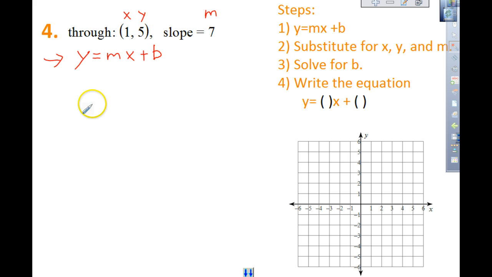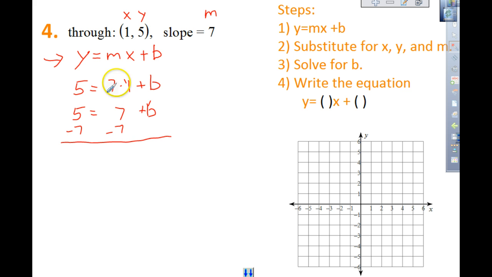Then doing slope, you know that's m. Go ahead and plug it all in. What's 1? 5 equals 7. That's 1. Plus b. 5 equals 7 plus b. So 7 plus what is 5? -2. 7 plus -2, or 7 minus 2 is 5.